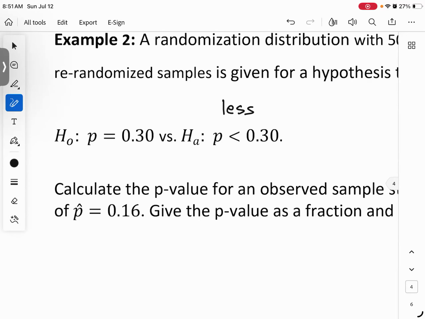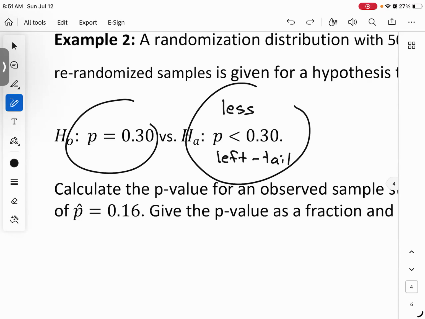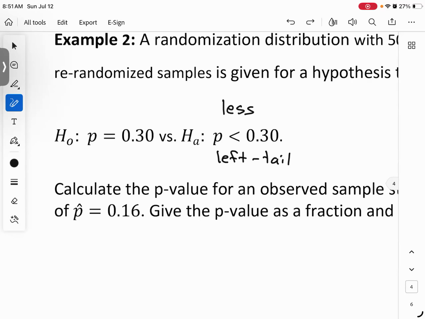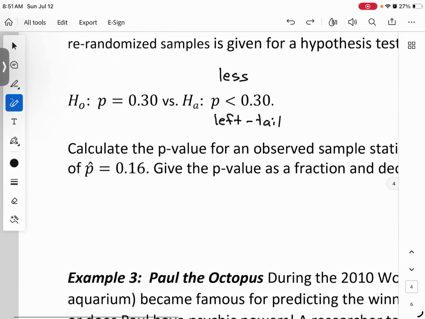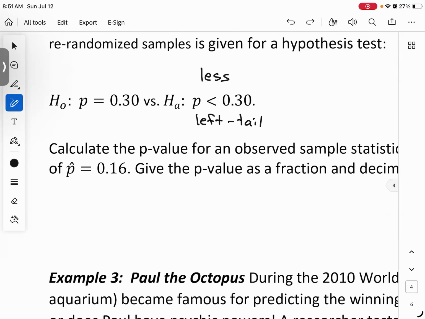And at the same time, if we need to go calculate a p-value, a less than test is also focusing on the left tail. Now, in order to win the argument, who's right? Is it 30% or is it less than 30%? They would need to do a sample and see who the sample seems more likely to support.